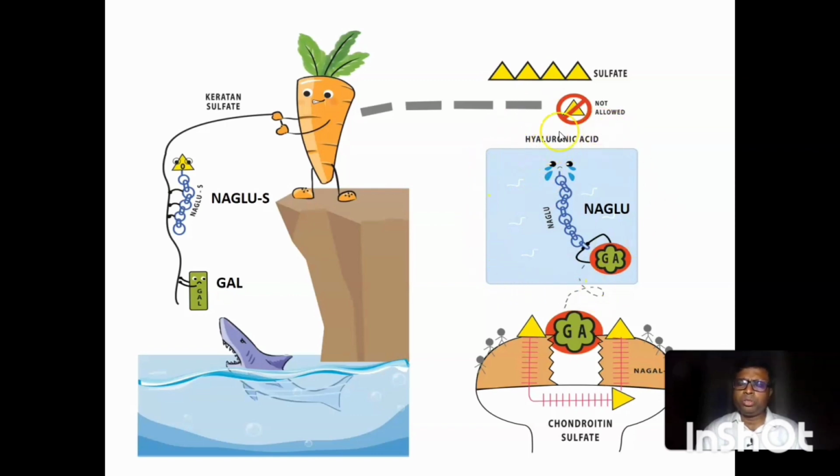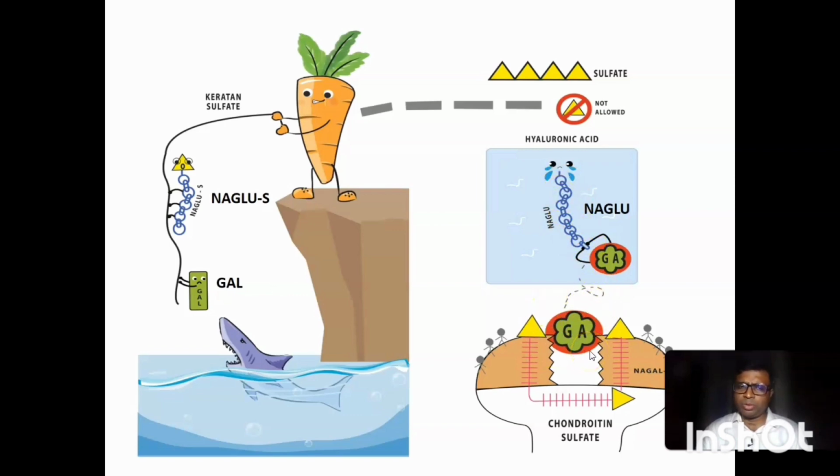We used a pool to represent hyaluronic acid because hyaluronic acid is present in synovial fluid. The composition of hyaluronic acid is N-acetyl glucosamine and glucuronic acid. Please note the exception. There is no sulfate here. Let's go to the story.